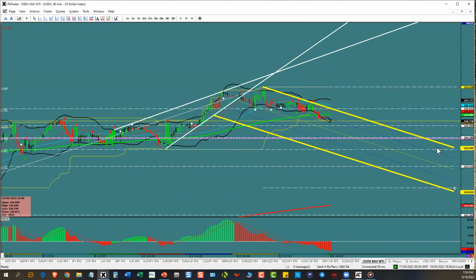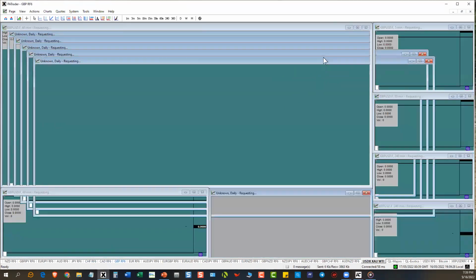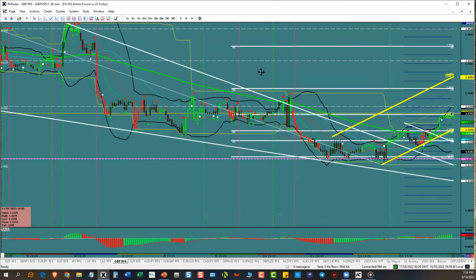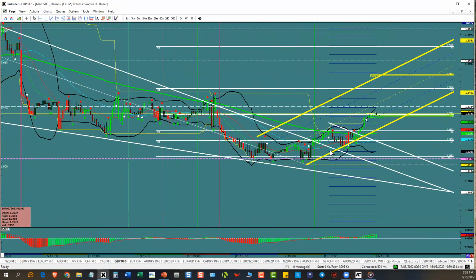All right. So the first one I did was the pound dollar. So let's go look at it. All right, so here's the pound dollar. I had a blog post this morning and it worked out pretty well for about 60 pips, not very much, but there it is.